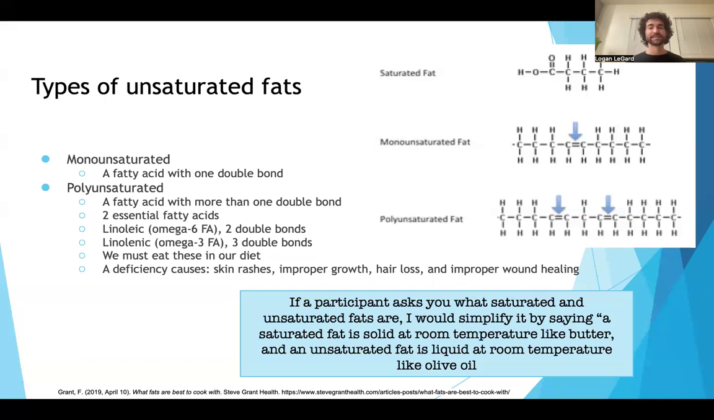To simplify that for the participants, if a participant asks you what saturated and unsaturated fats are, I would simplify it by saying a saturated fat is solid at room temperature like butter, and an unsaturated fat is liquid at room temperature like olive oil.